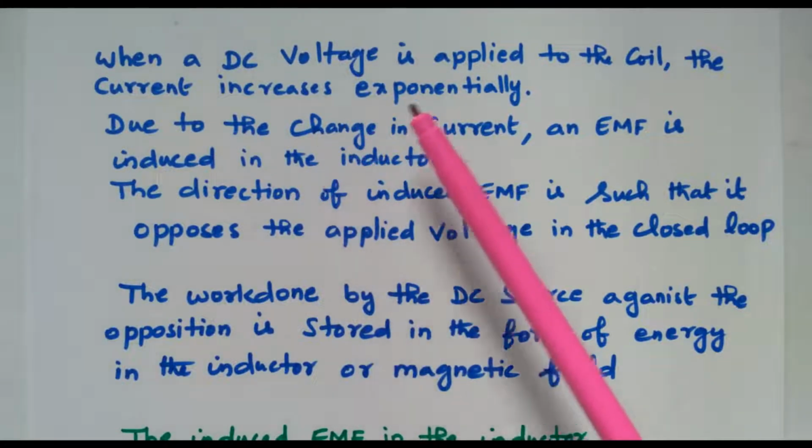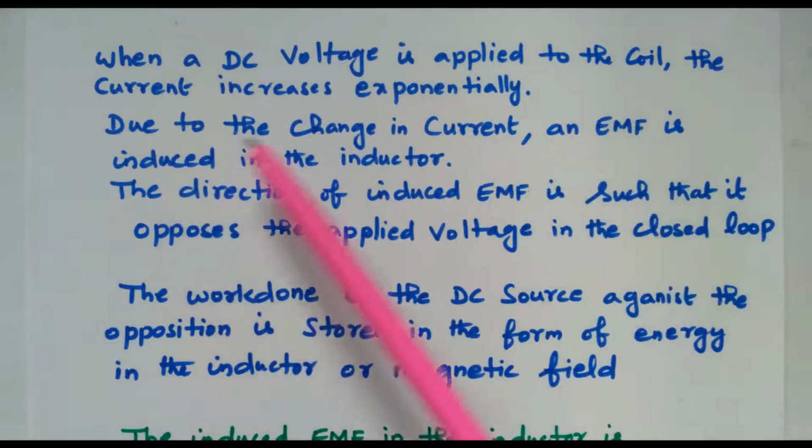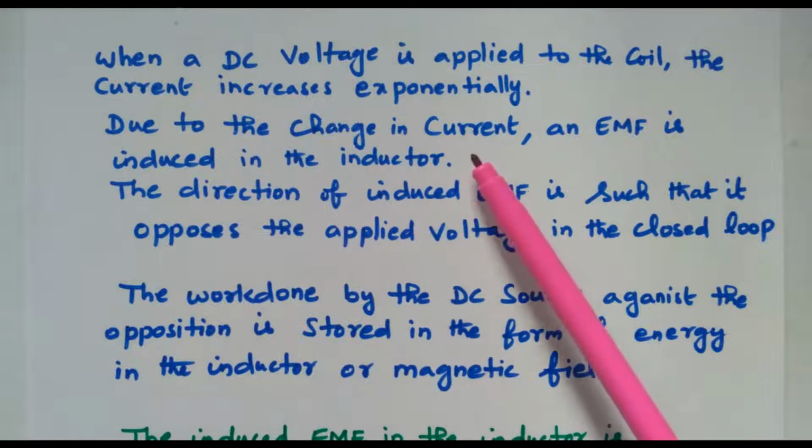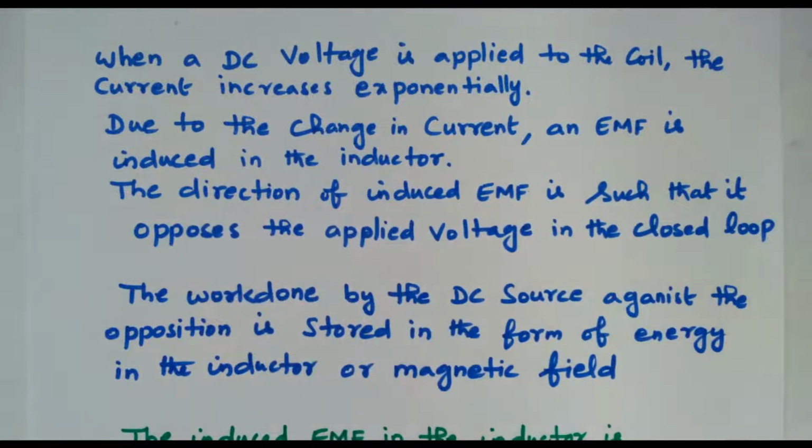When a DC voltage is applied to the coil, the current increases exponentially. Due to change in current, an EMF is induced in the inductor. The direction of induced EMF is such that it opposes the applied voltage in the closed loop. There is an opposition between induced EMF and applied voltage. So the work done by the DC source against the opposition is stored in the form of energy in the inductor or magnetic field. Right?